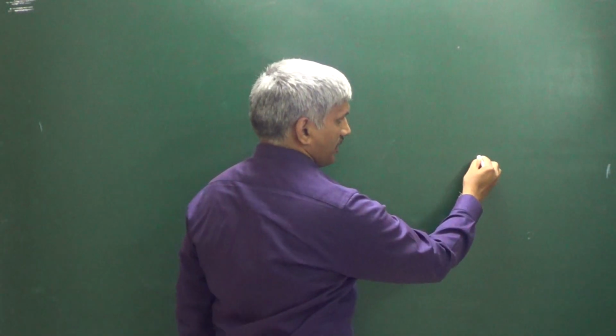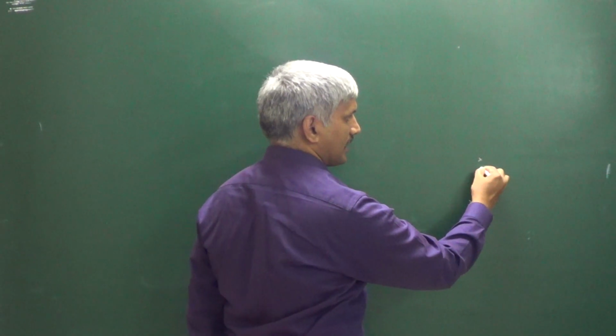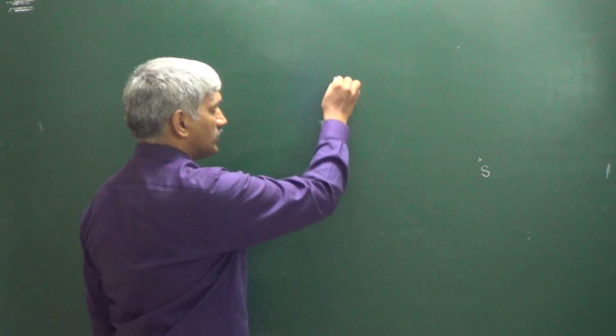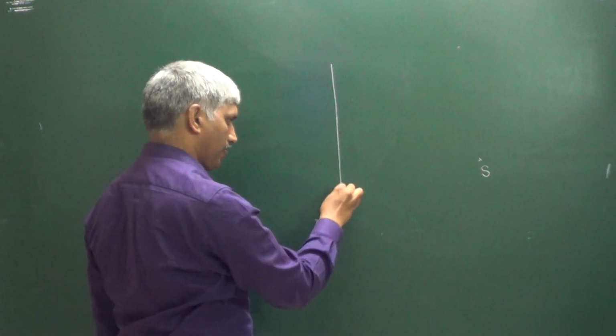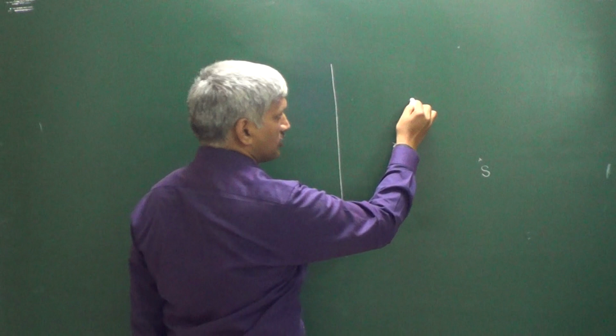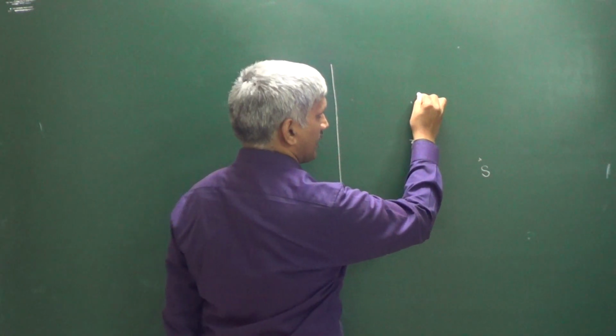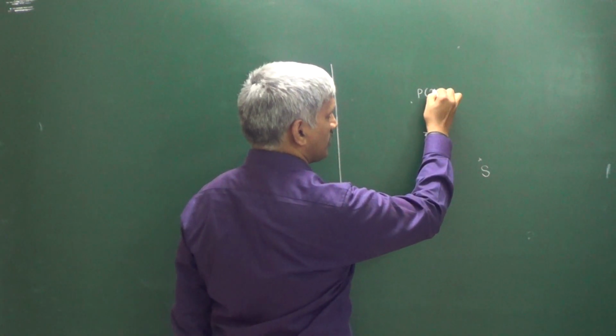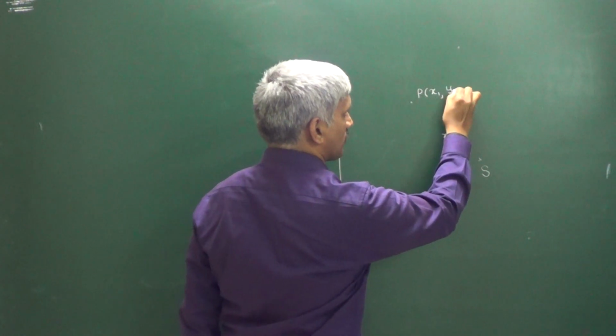All of you observe here, it's a fixed point. Let us say this one is S, and this is a fixed line. A point is moving in such a way. Let us say this is a moving point. We are calling this one P(x1, y1).